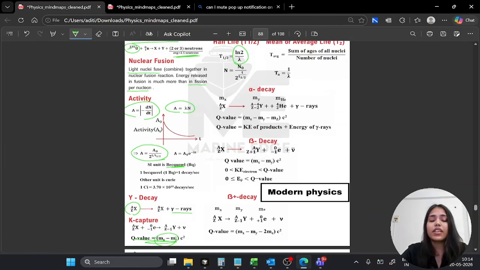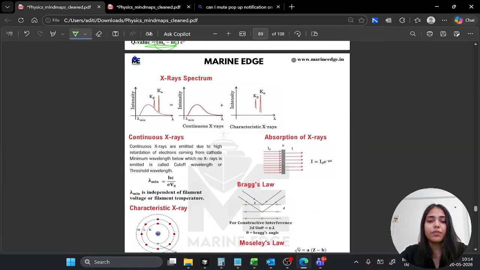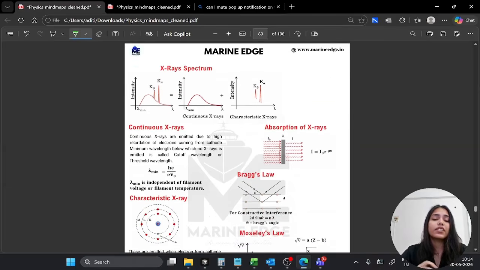Next, we also have alpha decay and beta decay. So you will get your helium atom here, and for any random atom, alpha decay means alpha particles are released out of it. Then we have the beta decay, where electrons with 0 mass and -1 charge are emitted out of it. Now moving forward, we have the X-ray spectrum. Now, what are continuous X-rays? Continuous X-rays are emitted due to high retardation of electrons coming from the cathode. The minimum wavelength beyond which X-ray is emitted is called the cutoff wavelength or the threshold wavelength. This is the formula for it.